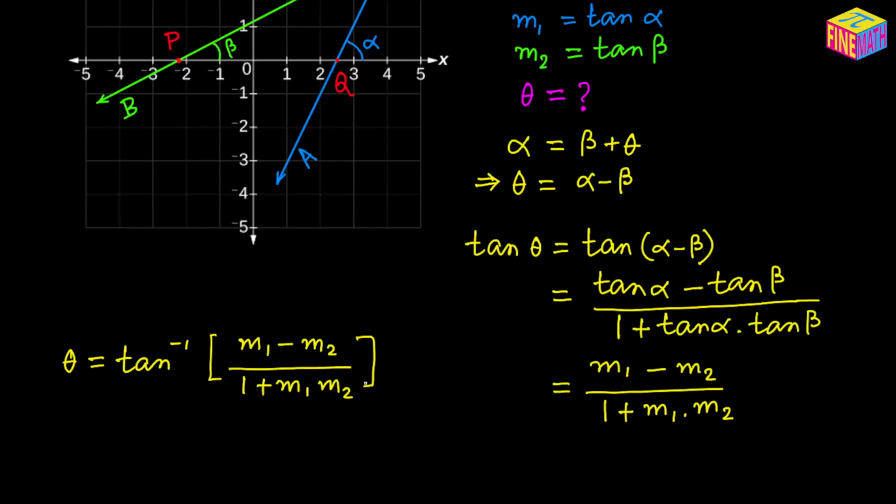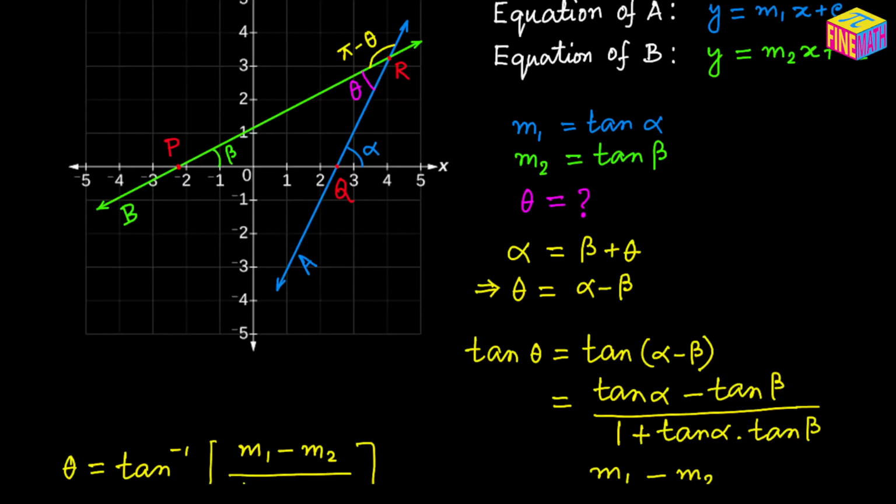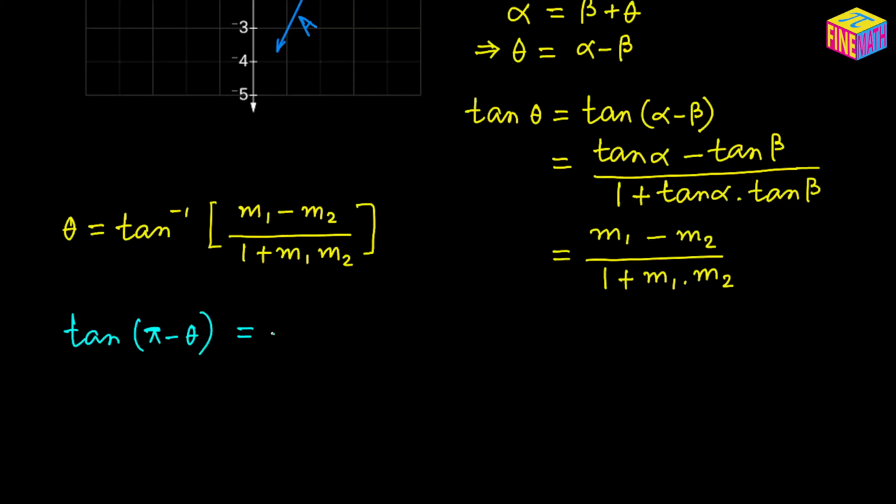Now let's also take a look at the tangent of the obtuse angle between the two lines. The obtuse angle between the two lines would be pi minus theta. So if we take a tangent of that angle, then what do we get? That will be equal to negative of tangent of theta, and then again it will be negative of whatever value that we just derived for tangent of theta, that would be negative of m sub 1 minus m sub 2 over 1 plus m sub 1 times m sub 2.